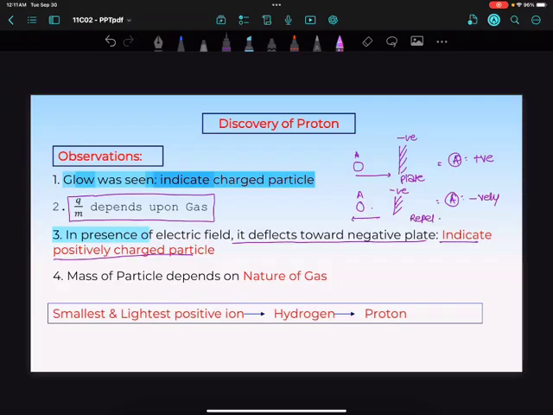Okay. Here the mass of the particle depends on the nature of the gas. So here you can conclude that the smallest and the lightest positive ion is hydrogen, which is a proton. Okay, and it will have a plus charge.